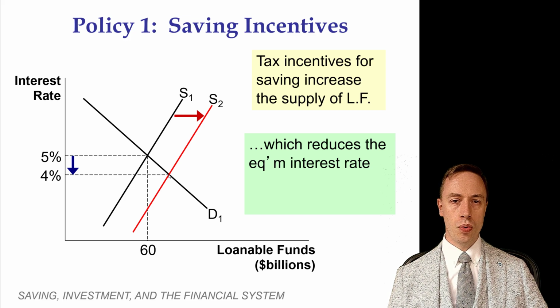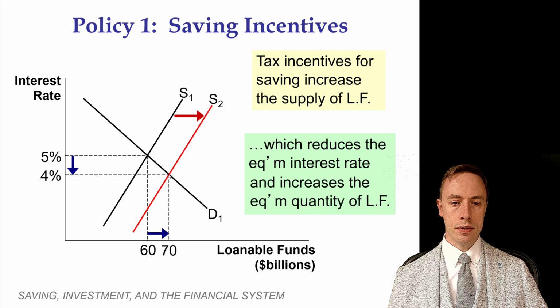So let's look at that new equilibrium quantity. The quantity has increased relative to the original 60 billion, but not all the way as much as the supply curve has shifted. It's increased by an amount in between that and the 60 billion original.